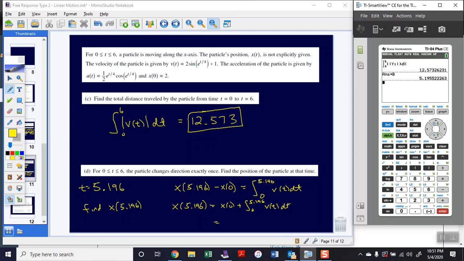So now my entire calculation is going to be x of 0, which was 2, plus the integral from 0 to b. Again, the integrand is y1, which is the velocity, dx. And everything calculates to 14.135.